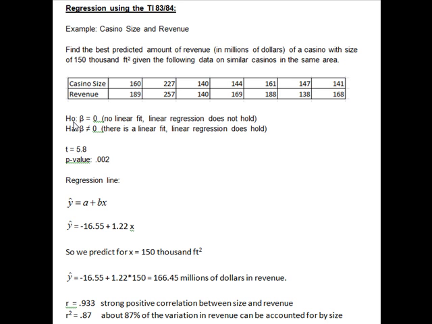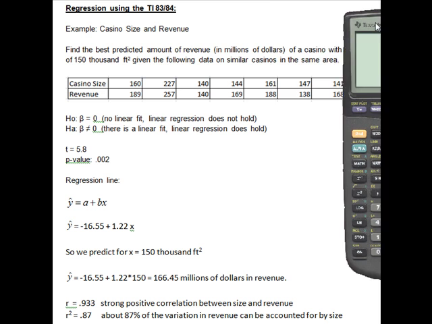So our null hypothesis is going to be that there is no linear fit, or the linear regression model does not hold. And we do that by saying beta is equal to 0, because in the regression line we're going to have a plus beta times x. If beta is equal to 0, then x doesn't help you predict y, or the revenue, at all. The alternative is that beta is not equal to 0, that there is a linear fit, and that the linear model does hold. So that's what we're going to test.